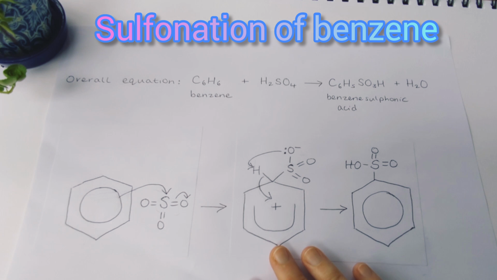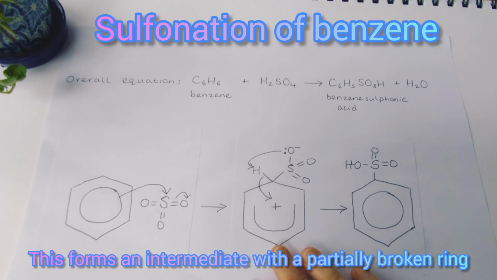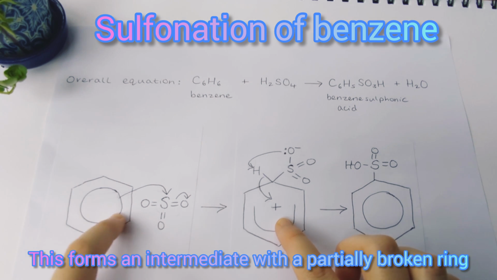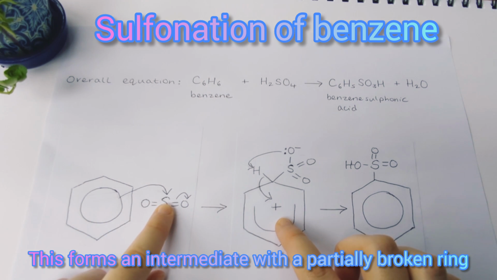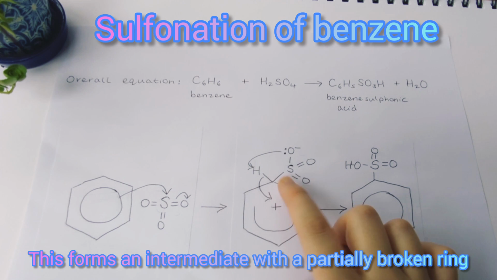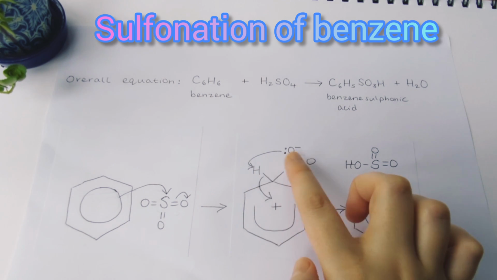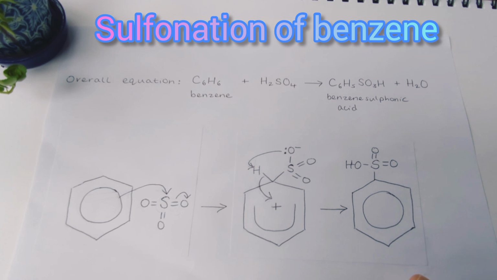Now we end up with a positive intermediate and this partially broken ring system again, and that's because two electrons from the ring have gone to form a bond with the sulfur here, and that breaks the ring. This next part here is quite different to the other electrophilic substitution mechanisms of benzene.